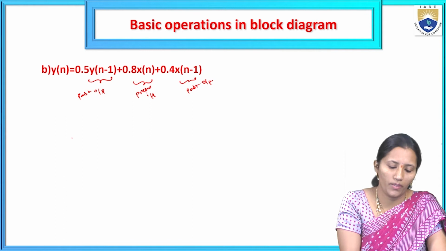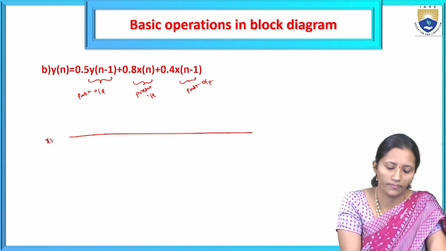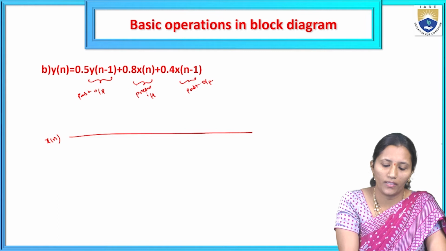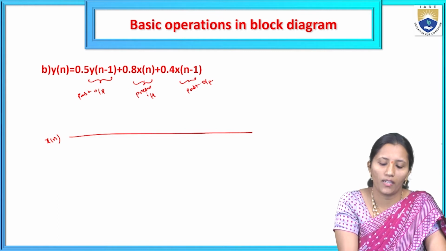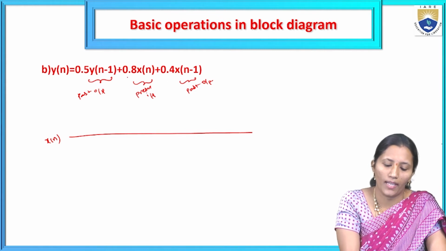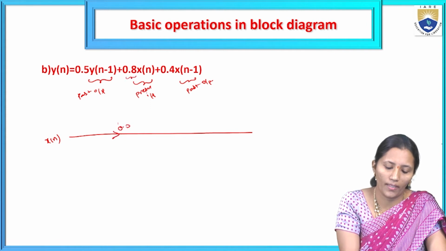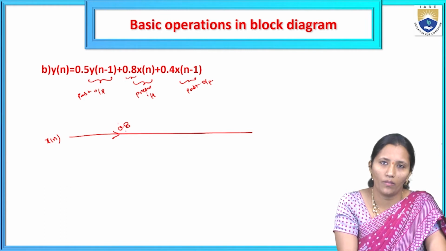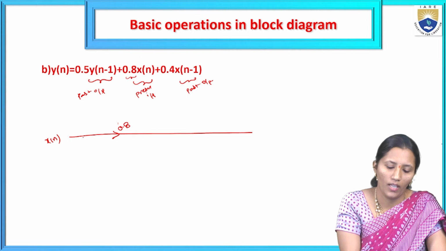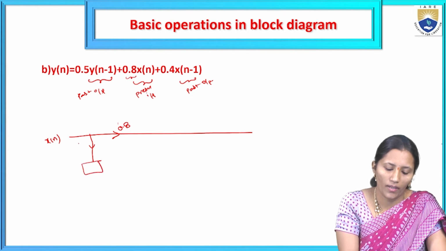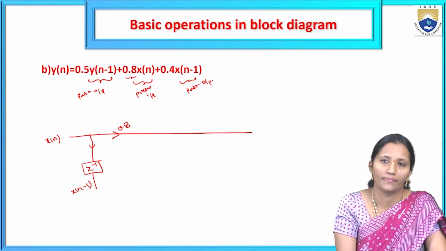Okay, so for the first, we are taking x of n. What are the terms here? x of n and x of n minus 1. For x of n, the scalar multiplier is 0.8. So x of n is multiplied with 0.8, and we get 0.8 x of n. Another term is x of n minus 1. From x of n, we give x of n to the one delay element, so here we get x of n minus 1.